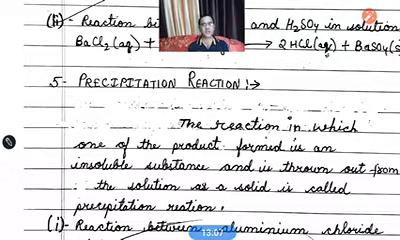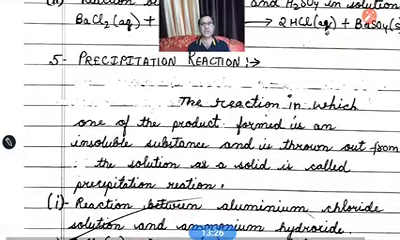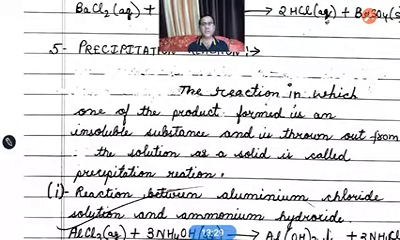So listen to the definition of precipitate again: the presence of solid or insoluble particles in the liquid solution is called a precipitate. Formation of this type of precipitate in a reaction makes it a precipitation reaction. The reaction in which one of the products formed is an insoluble substance and is thrown out from the solution. Thrown out means that substance comes out of the solution, and it can be easily separated with the help of filtration.